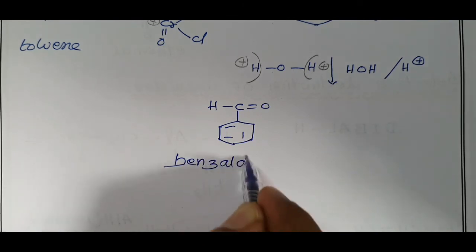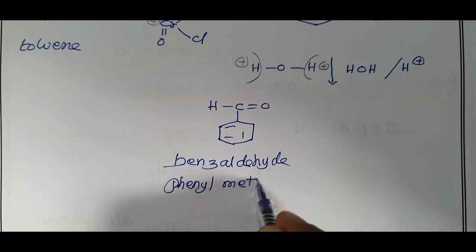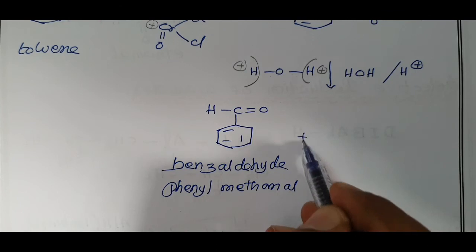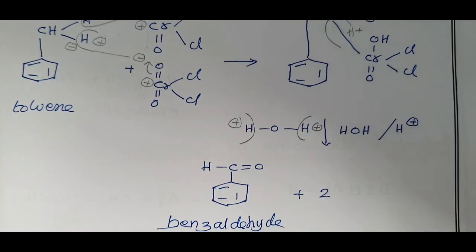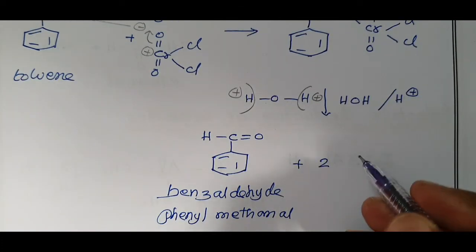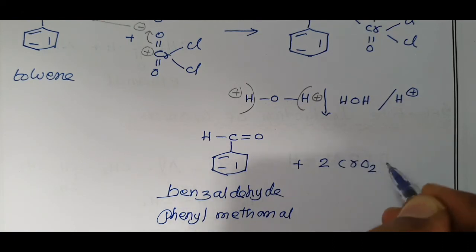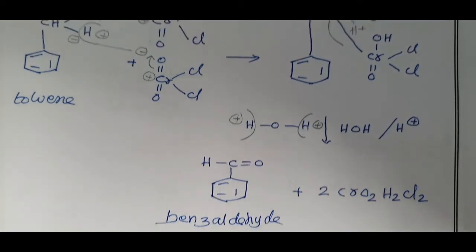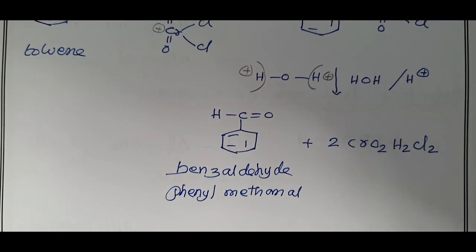Nothing but our benzaldehyde, common name benzaldehyde, IUPAC name phenylmethanal, plus loss of 2 molecules of, what is the product here? H is added to this chromium. Chromium chlorohydroxide, CrO2H2Cl2, CrO2H2Cl2. So benzaldehyde is prepared by the Etard reaction.